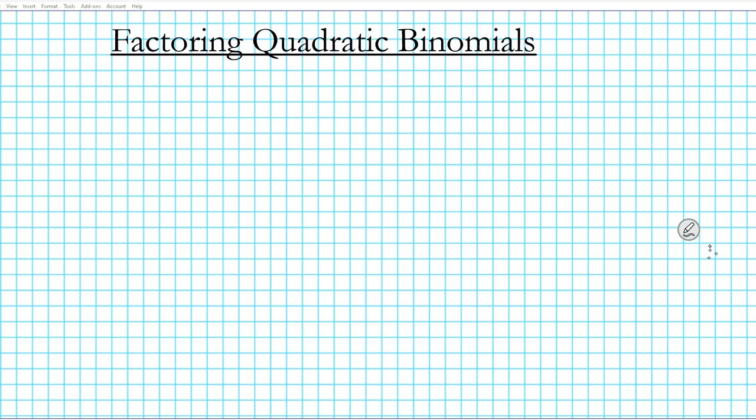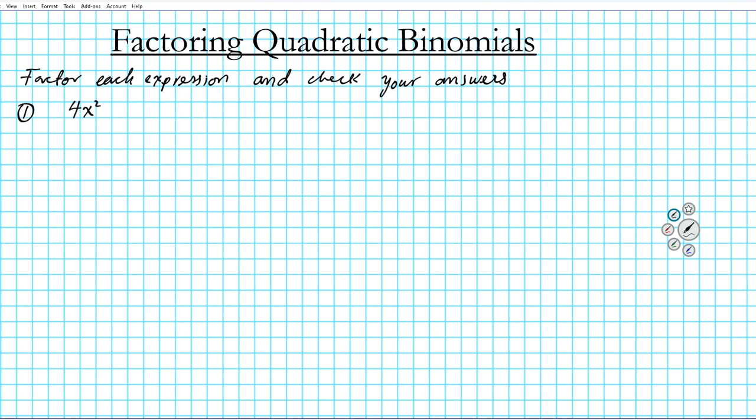Alright, so the instructions for the examples that we're going to be working on are as follows. We have to factor each expression and check your answers. Okay? Alright, so let's take a look at question number 1. Let's say we have the quadratic binomial 4x squared minus 24x.